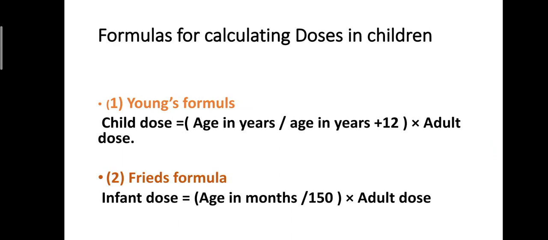Formulas for calculating dose for children. There are two formulas for calculating doses for children. First, Young's formula. What is Young's formula? Child dose equals age in years upon age in years plus 12, into adult dose. The second is Freud's formula. Infant dose equals age in months upon 150, into adult dose.